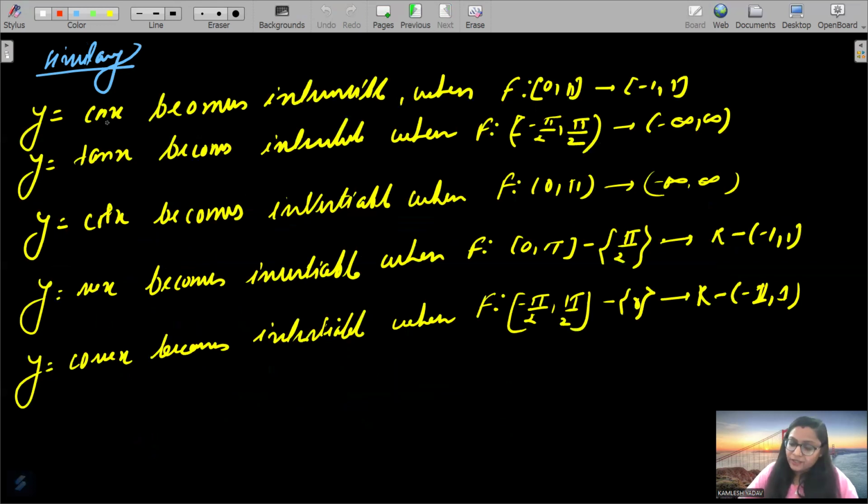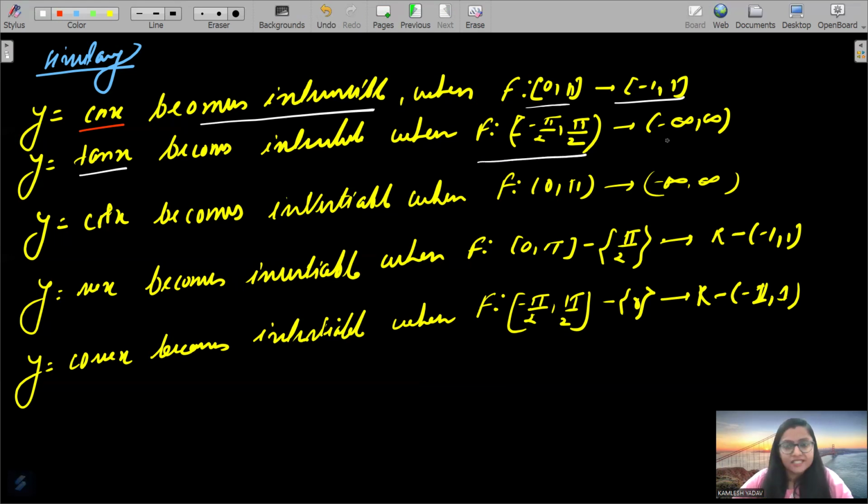Another function is y = cos x. Cos x is also not invertible for x belongs to R. It becomes invertible when f: [0, pi] -> [-1, 1]. In this domain and range, cos x becomes invertible. In the case of tan x, it becomes invertible when f: (-pi/2, pi/2) -> (-infinity, +infinity). Then the case of cot x: it becomes invertible when f: (0, pi) -> (-infinity, +infinity).